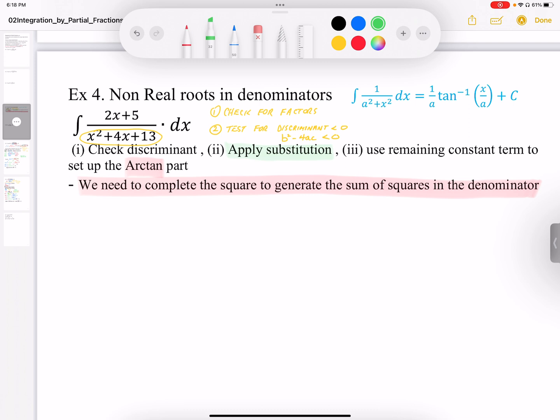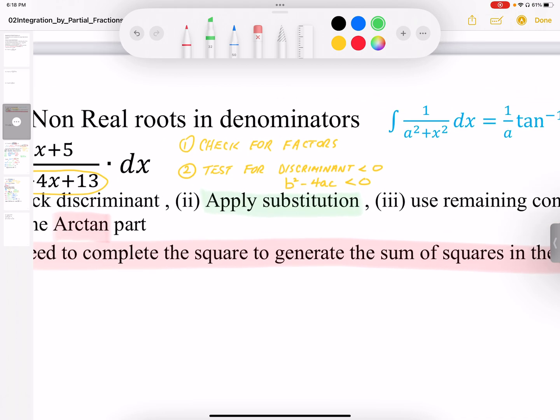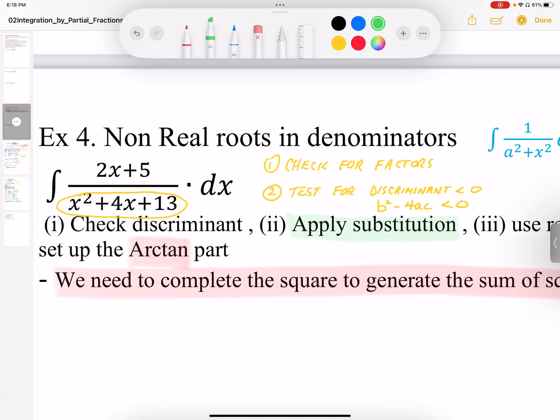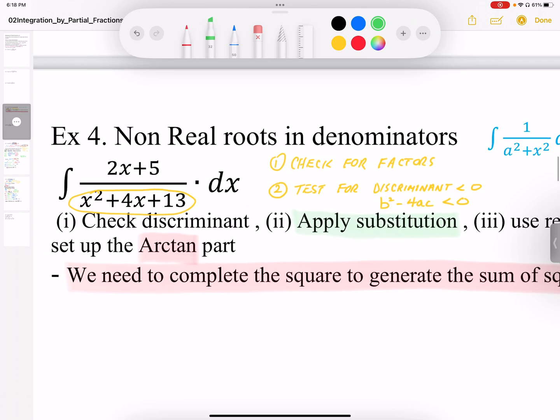What we do first is we always check for factors to see if we can make it into type 1. So in this case, this is non-factorable. So the next thing that we're going to do is we want to test the discriminant to see if the discriminant is less than 0. If that's the case, it has non-real roots for that quadratic. And those types need to be done a certain way.